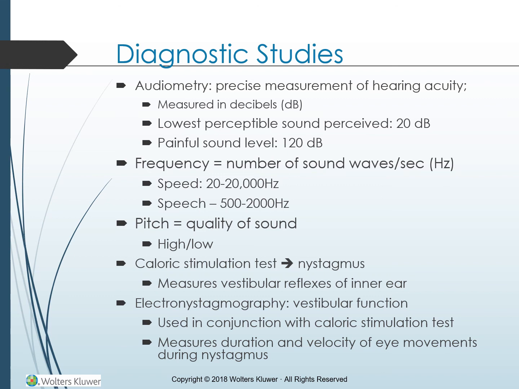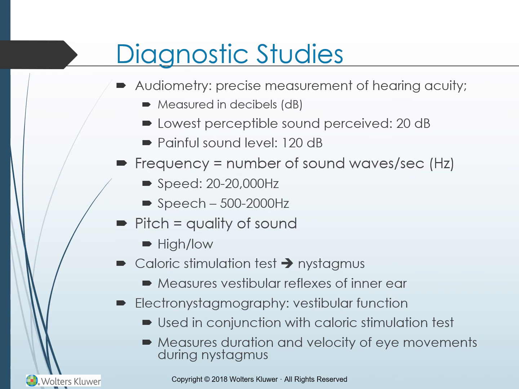Diagnostic studies. Audiometry. Audiometry is done by an audiologist. Audiometric testing measures hearing acuity precisely. During the test, controlled intensities of sound measured in decibels, dB, are projected to one ear at a time through a headset. The client indicates when the sound is heard. The lowest level of sound that normal individuals can first perceive is 20 decibels. Painful sounds occur at 120 decibels. The sound of a jet engine would register around 180 decibels.